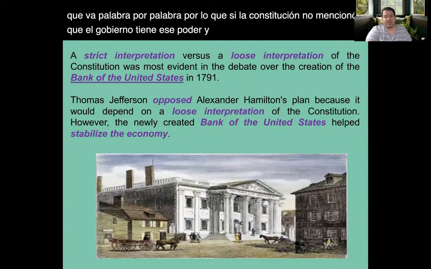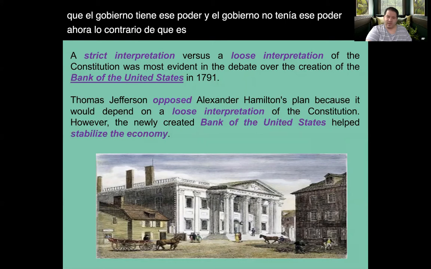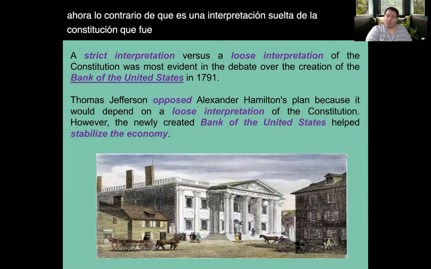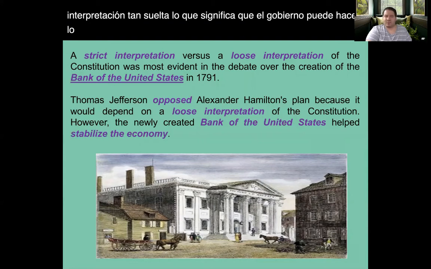Now, the reverse of that is a loose interpretation of the Constitution, which was followed by Alexander Hamilton and his followers. So loose interpretation, meaning that the government can do whatever is necessary and proper in order to execute its goals. But once again, those anti-federalists believed that this was an abuse of power.